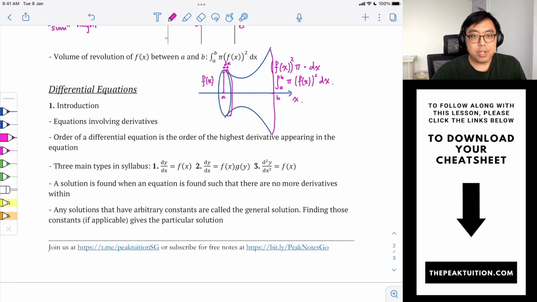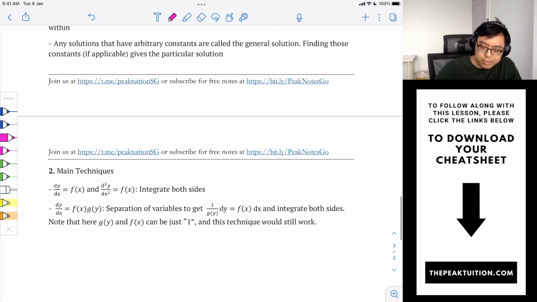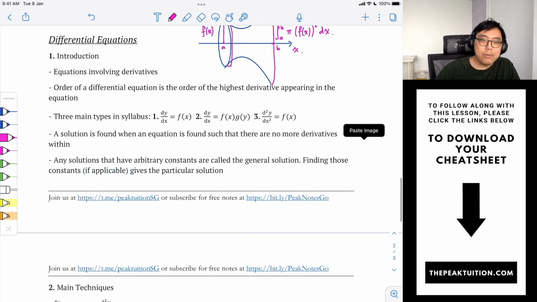Now we move on to differential equations. Differential equations are actually the culmination of all the calculus that we learned so far: differentiation, integration, and everything. Mostly integration actually. A differential equation is an equation involving derivatives. So instead of just x equals y, we have the rate of change equals something, and we want to solve for y.